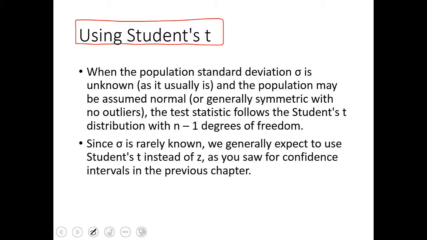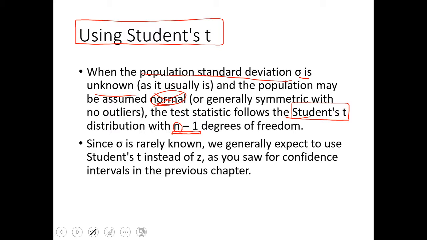If we don't have the population standard deviation, so sigma is unknown, then we have to use the sample standard deviation instead of the population standard deviation. Our normal assumption does not work anymore, and we have to use the student t distribution with degrees of freedom n minus 1, where n is the number of samples.